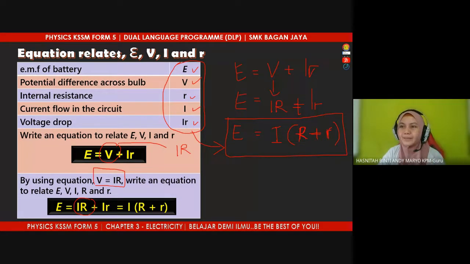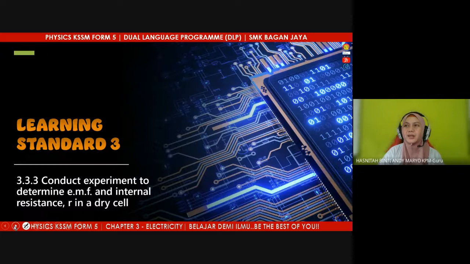Are you done writing the two formulas, students? From here, we can come up with another one: E equals IR plus Ir. That is to do with defining what internal resistance is. So for tonight, we have learned EMF and internal resistance. Are you doing good with this? Can you follow me up to this point?